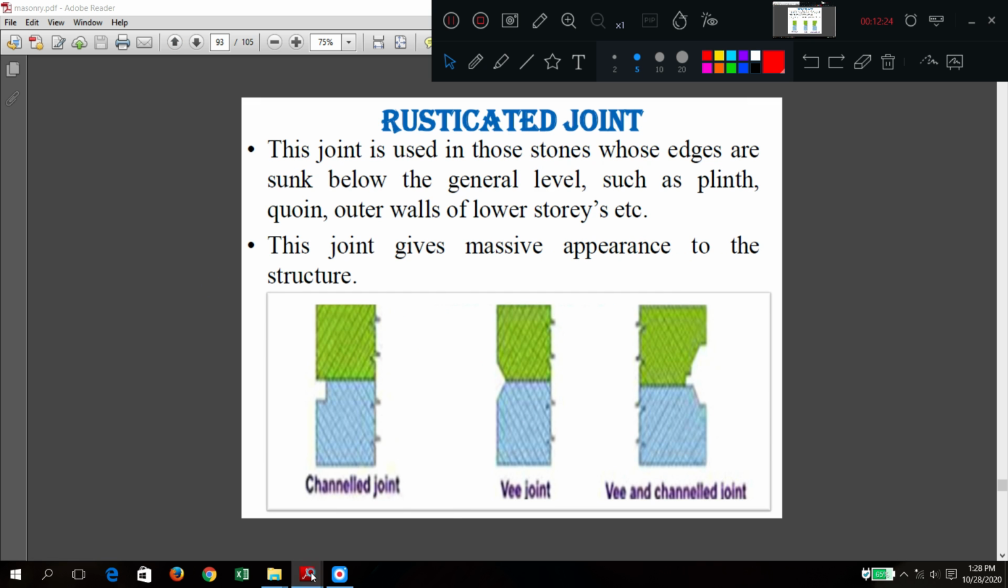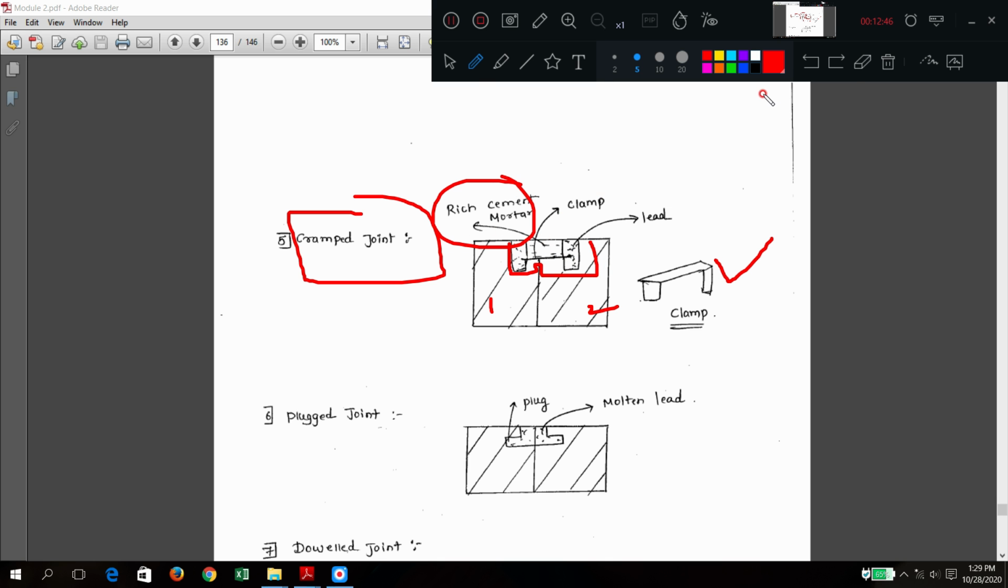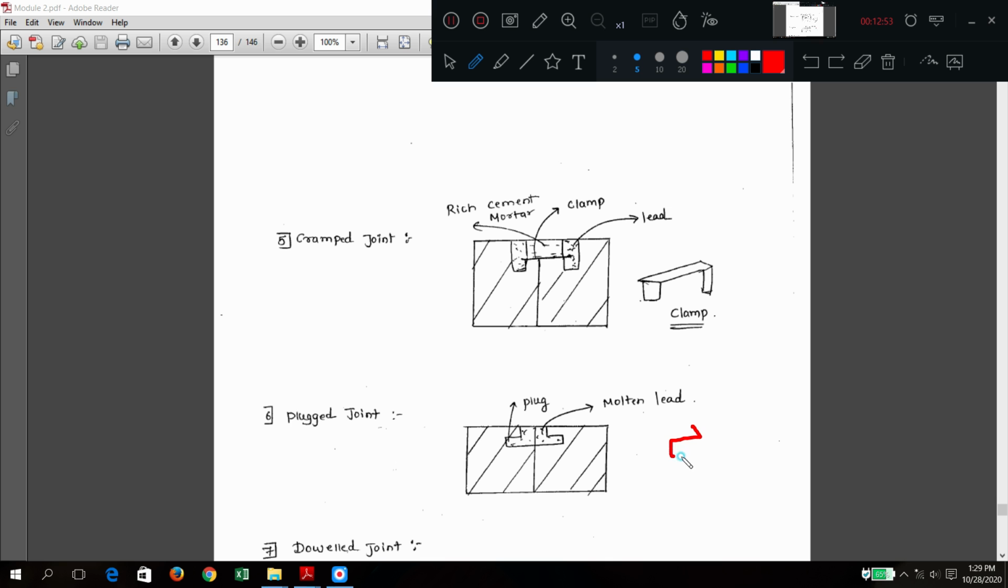Can you see this diagram here? I just want to make sure how the things will appear. Here is a schematic diagram of clamped. What are they using? Clamp, two stones, 1 and 2. So a groove is made like this. The clamp is fixed and cement mortar is placed. In plugged, what are they doing? Simply they make the dovetail shape. The shape is there, no? Dovetail, the name of the shape, that's all.